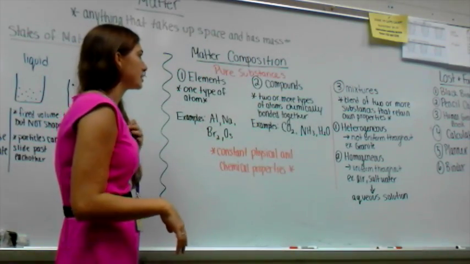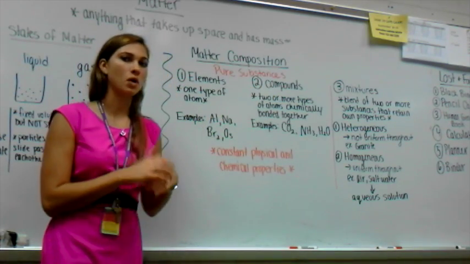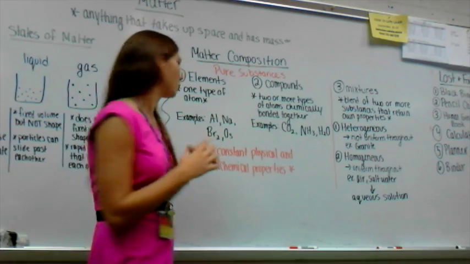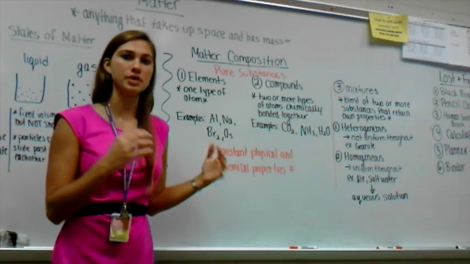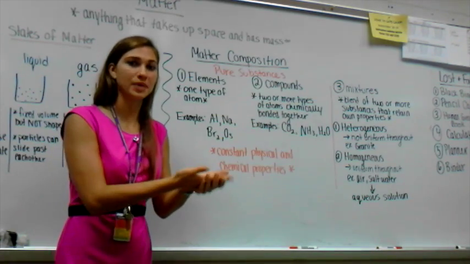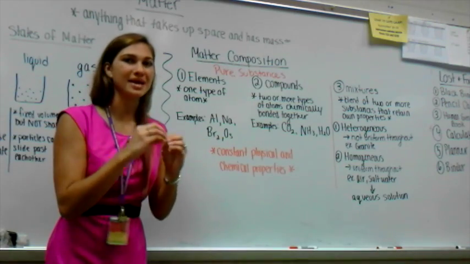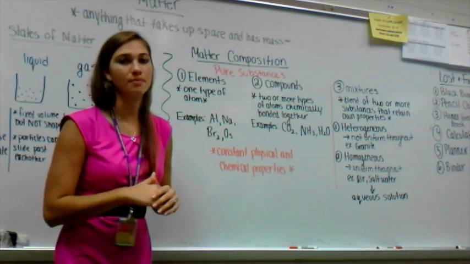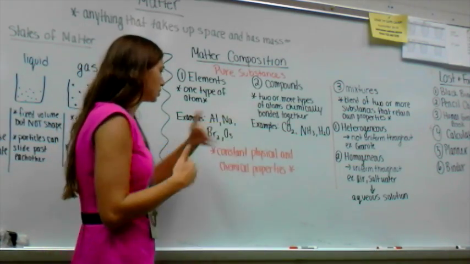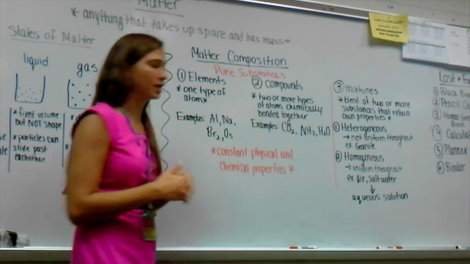So let's talk about pure substances first. So like I said, they're elements and compounds. Element is when you just have one type of atom. So for example, if I'm just dealing with aluminum, it's just going to be Al. All the atoms within the actual piece of aluminum that we see, that is going to only be aluminum atoms. There's nothing going to be mixed in with that. Another example is sodium. And here we have Br2 and O3.